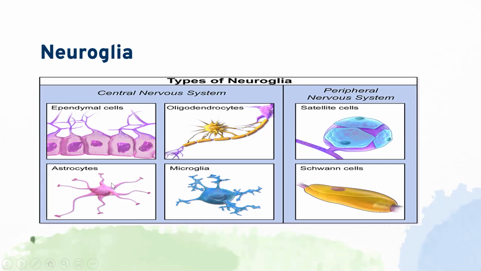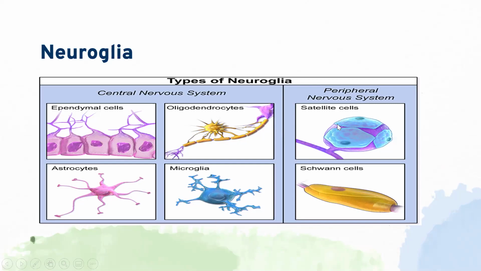Astrocytes, astro from star-like cells, are the largest and most numerous of the neuroglial cells of the central nervous system, and of the nervous system overall. They fill up the extracellular space between neurons and act as an extracellular potassium buffer. And microglia, the smallest, help in the immune defense of the central nervous system, and they become macrophages and phagocytic as needed.